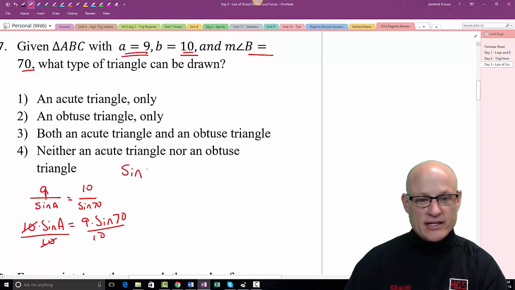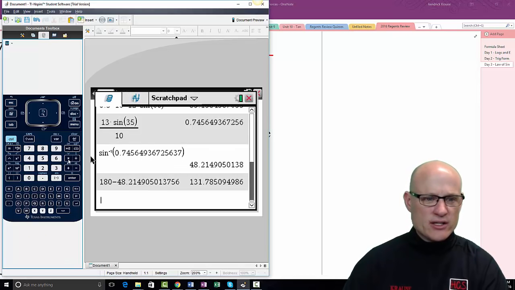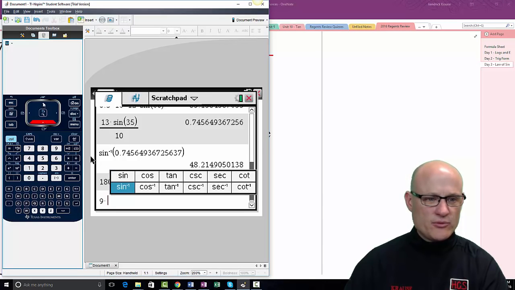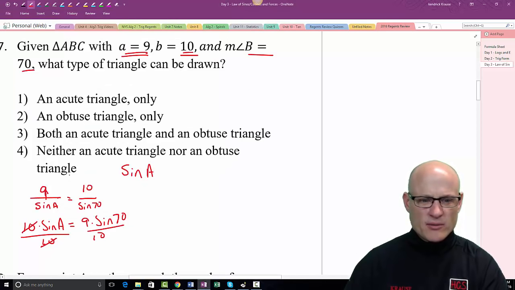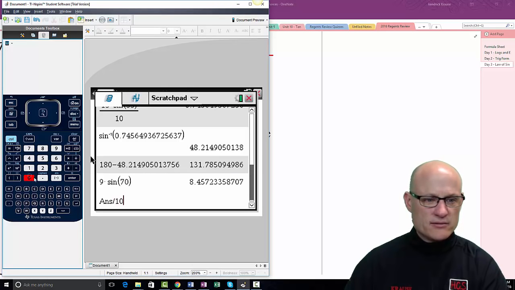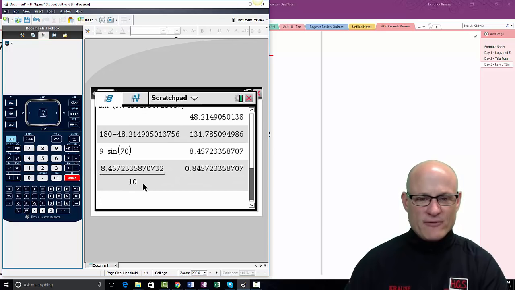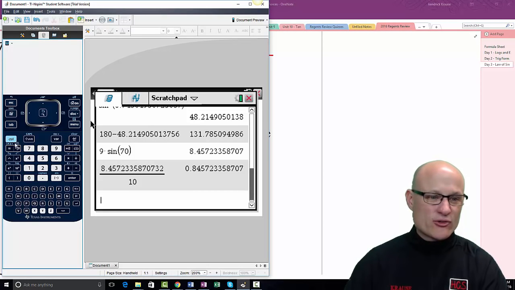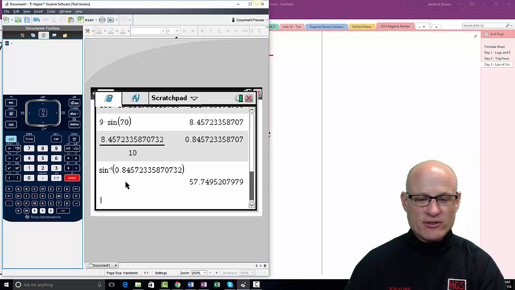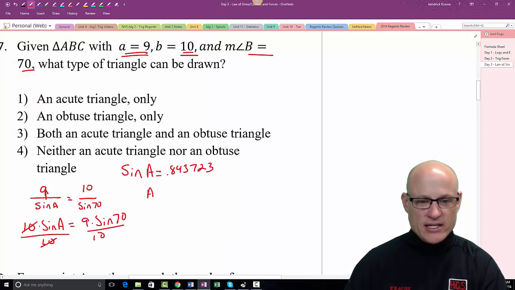So I end up with sine A equals something. I got to figure out what that is. 9 times the sine of 70 divided by 10, 0.845723. I will inverse sine that. And I get 57.7. So A equals 57.7.